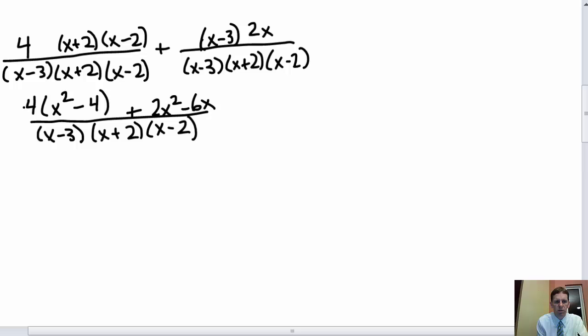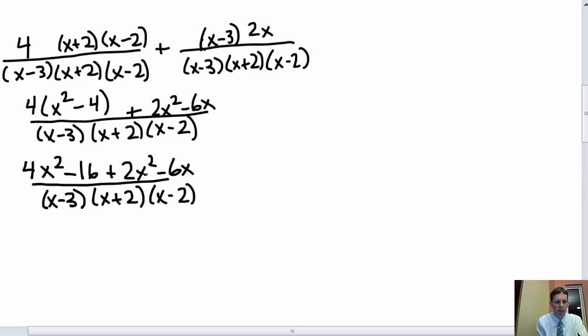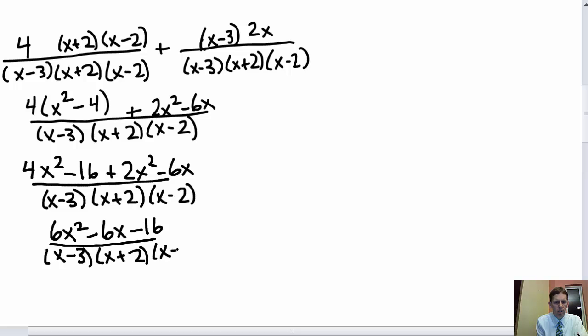Continuing this, you can continue to distribute the 4 across both of these terms in parentheses. Gives you 4x squared minus 16 plus 2x squared minus 6x with our same denominator. And finally, you can add the like terms. 4x squared and 2x squared is 6x squared minus 6x minus 16, all divided by x minus 3, x plus 2, x minus 2.